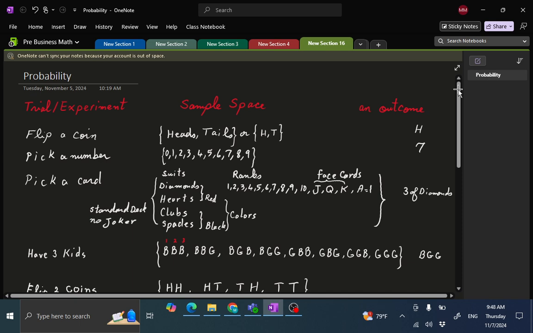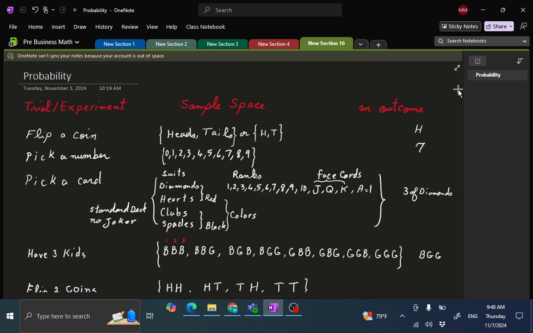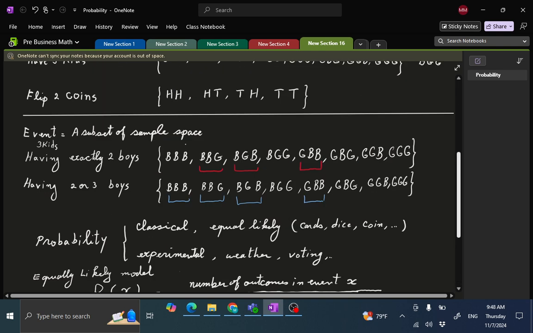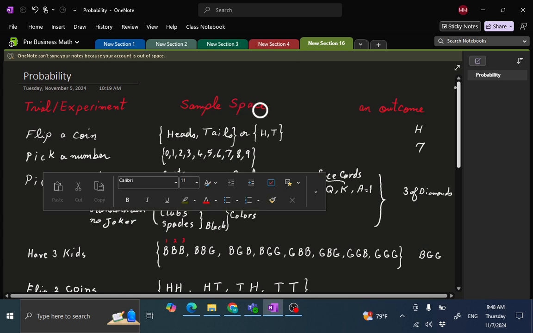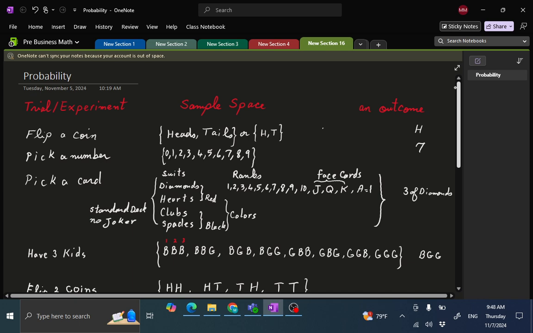So the outcome of flipping a coin could be heads or tails. If you ask your friend to pick a number, perhaps he or she picks 7, and so on. A set of all possible outcomes is referred to as the sample space. Sample space is a set of all things that can happen. So if you flip a coin, it can land heads or tails, H or T for short. That is referred to as the sample space.